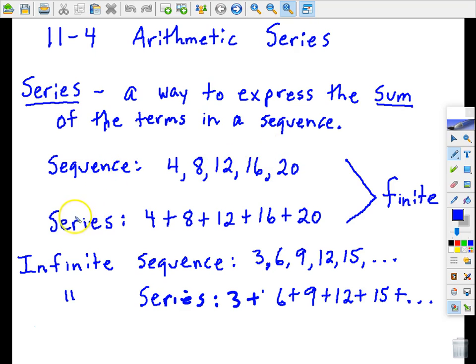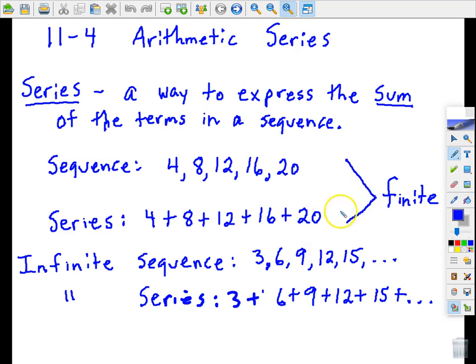Below that, I wanted you to see what a series is all about. Just think of the terms in a sequence that are being added up. That's what a series is. So a sequence is merely a list of the terms. A series is when we want to find the sum of those terms.